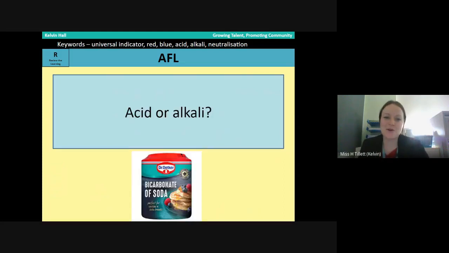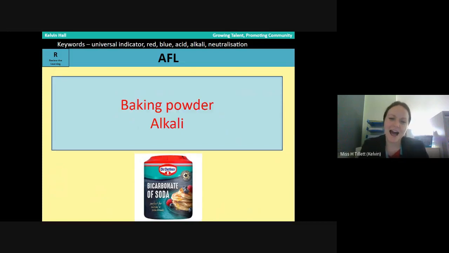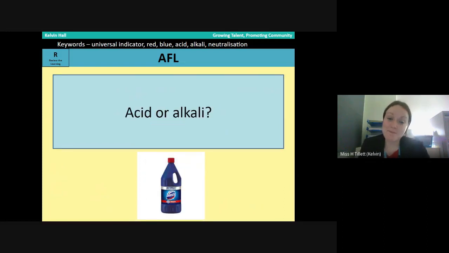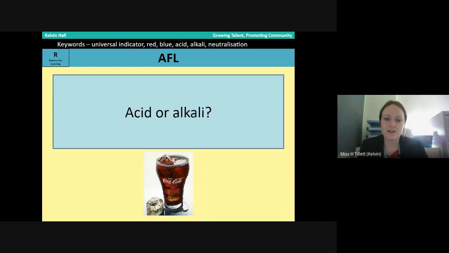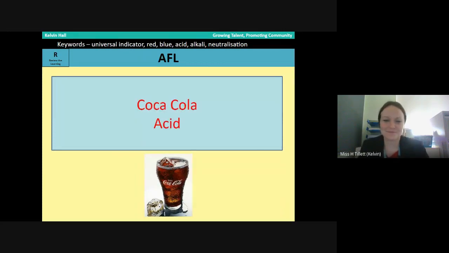Okay, so bicarbonate of soda. You may have seen this before. If you've done any cooking, any baking, if you made cakes, we can use this for that. This is an alkali. Okay, so you can get that down if you haven't already. Bleach. Okay, bleach is another interesting one. Now, I'm going to predict that a lot of you put acid for this one. If you didn't and you put alkali, well done. Bleach is a very, very strong alkali, and we'll talk about that later on. Coca-Cola or fizzy drinks in general, okay, I'm sure we've all had this before. It is also an acid.